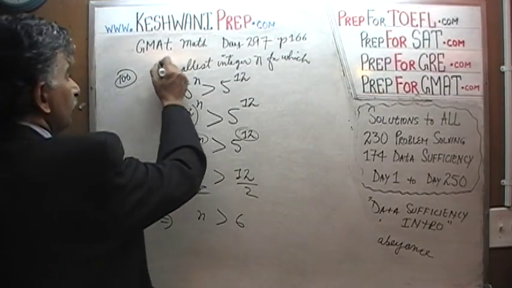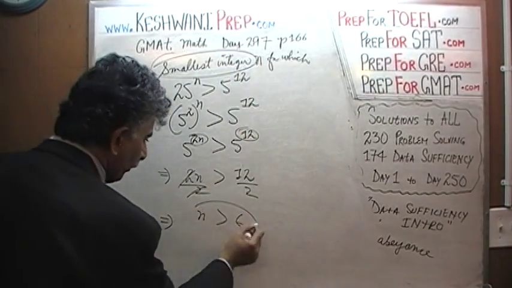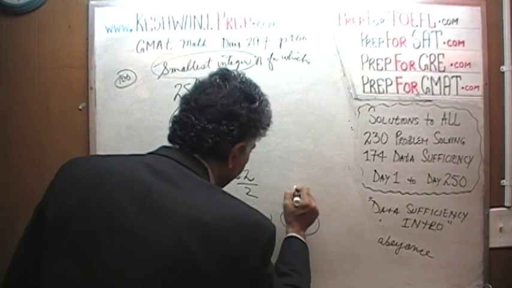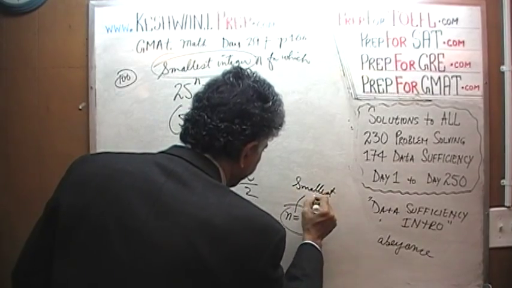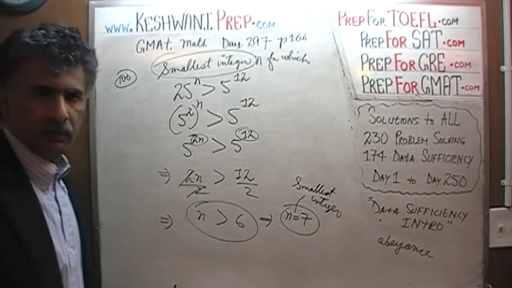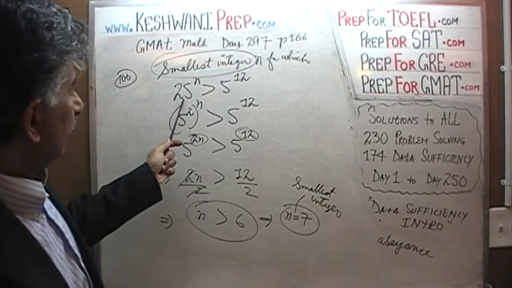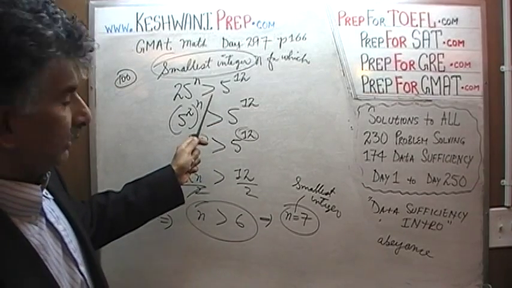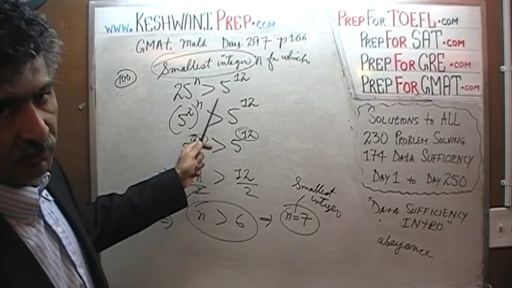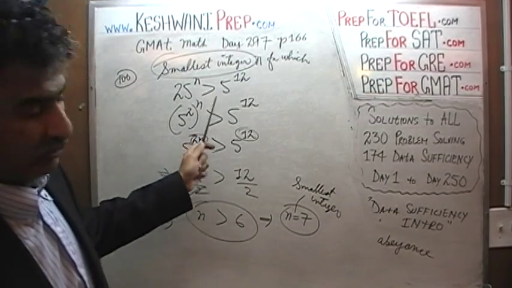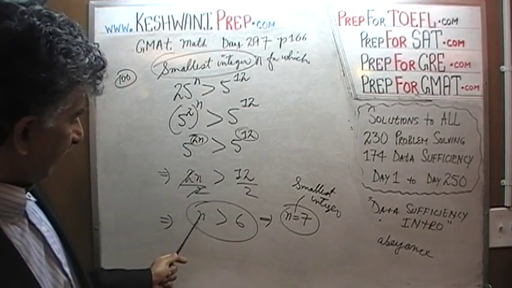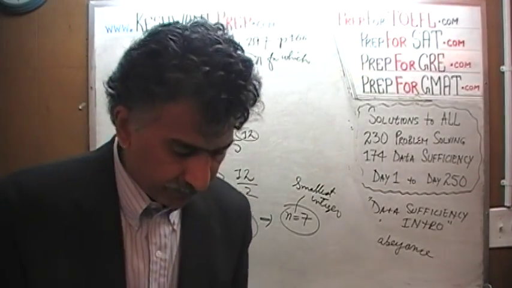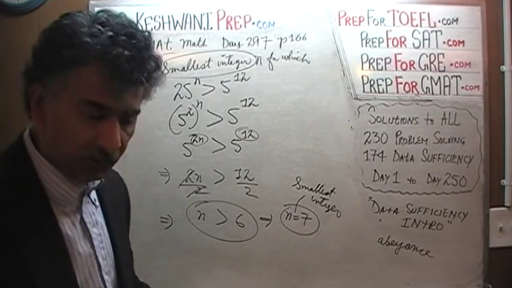And therefore, the smallest integer that we can find that is more than 6 is 7. This implies that n would have to be 7. This is the smallest integer for which this quantity 25 raised to n is going to be more than 5 raised to 12. The smallest integer n for which this is going to be true is 7. 6 won't do, because n has to be more than 6. That's all. The answer is 7. If they give you 8, 9, and 10, don't pick those. The smallest one that will do the job is 7. The answer is B.